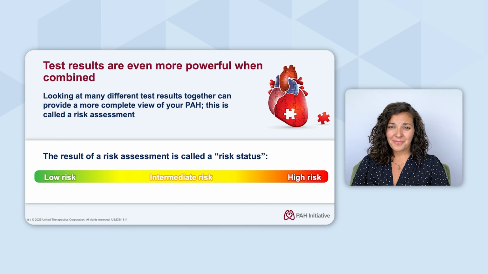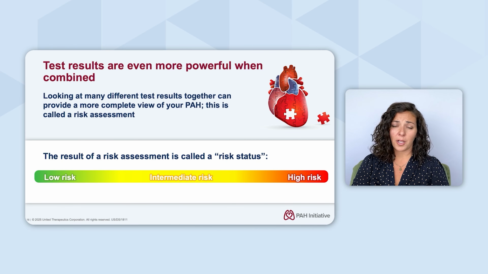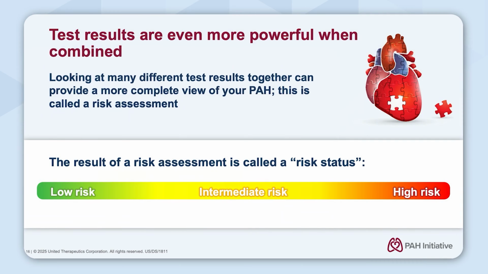Somebody took the time to say, what if we bring all these pieces together? Can it help us understand the severity of a patient's disease and therefore a prognosis? And from that question, they looked at patients living with pulmonary arterial hypertension, and they developed a risk assessment tool, or something we will call risk status. And they developed an assessment that says these pieces in the puzzle, when put together, suggest that this patient has low-risk disease, or intermediate risk disease, or high-risk disease.